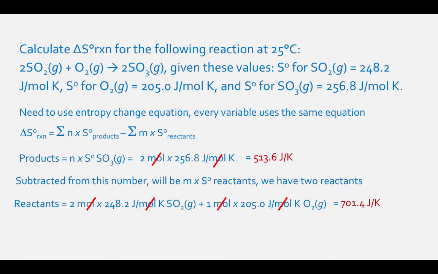To find the delta S naught reaction, subtract the reactants from the products. This will equal 513.6 joules per Kelvin minus 701.4 joules per Kelvin, which equals negative 187.8 joules per Kelvin.